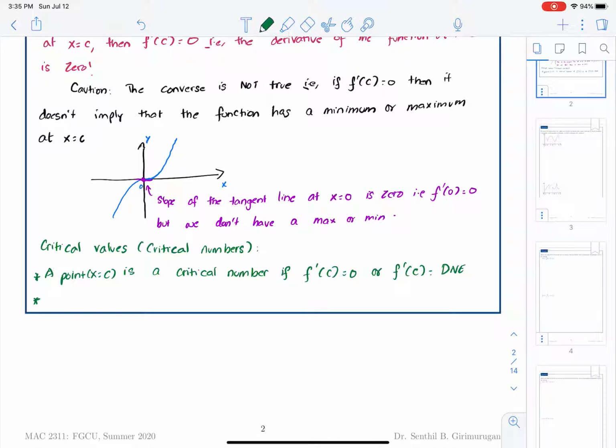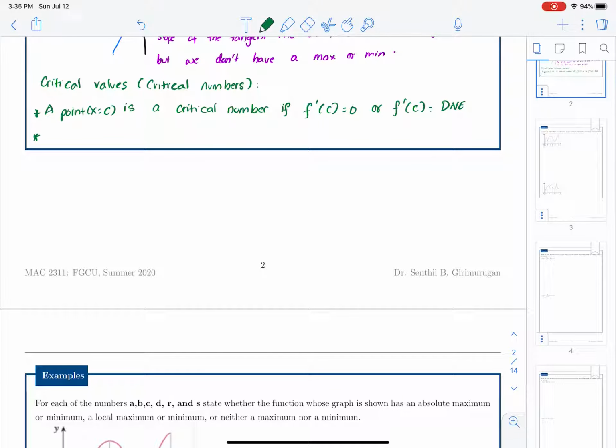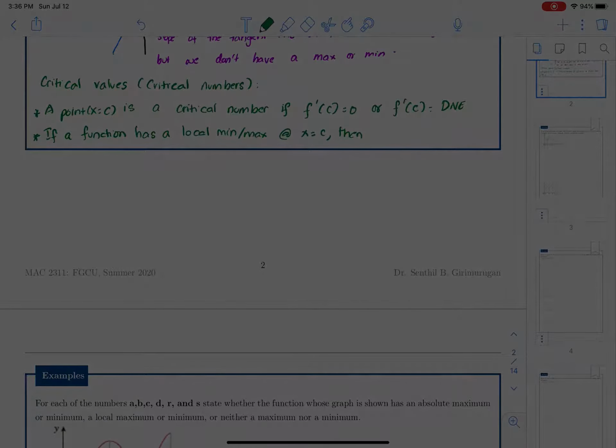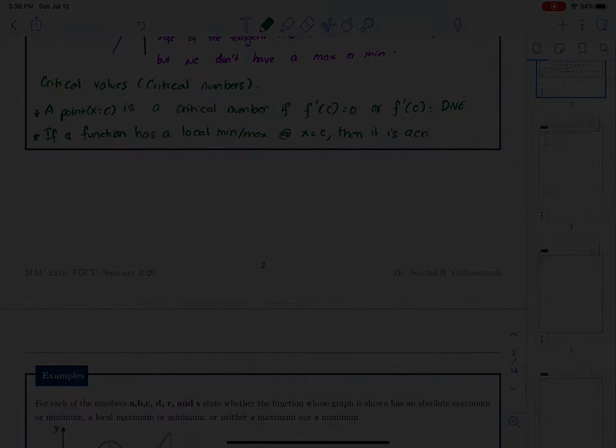And also, another point to notice is that if a function has a local minimum or maximum at x is equal to C, then it is a critical number. Now that goes back to Fermat's theorem, if you think about it. Oftentimes, graphing is a great tool to identify minima and maxima of a function.